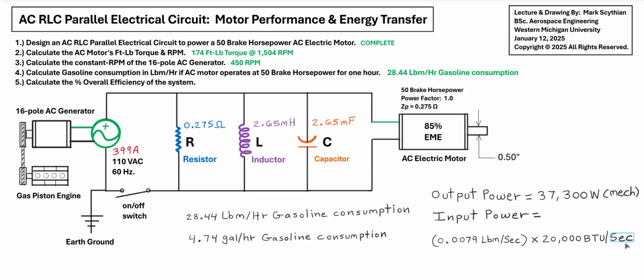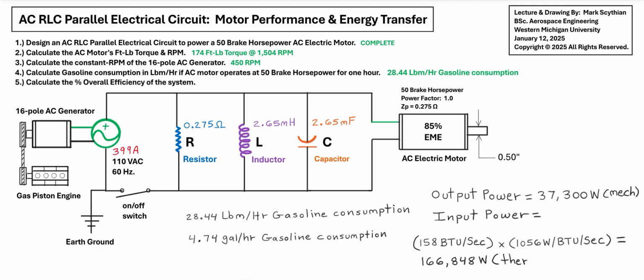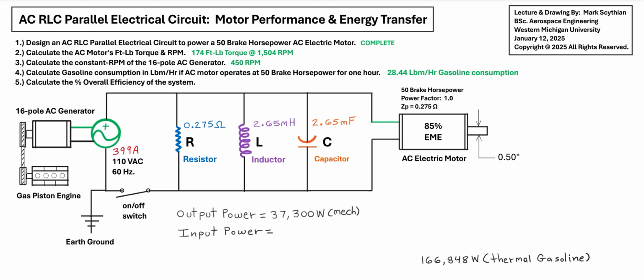That is a typo there. It should be pounds. 20,000 BTU per pound. And we calculate 158 BTUs per second in the form of burning gasoline times 1056 watts per 1 BTU per second. So the input power in the form of burning gasoline is equal to 166,848 watts of thermal power in the form of burning gasoline. So that's our input or indicated power.